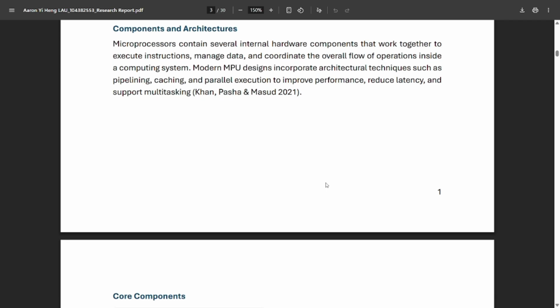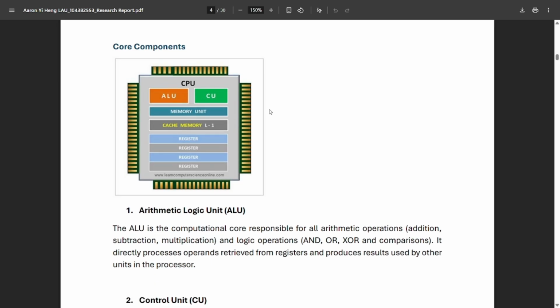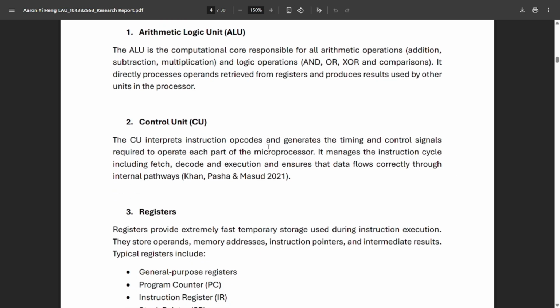A microprocessor contains several core hardware components that work together to execute instructions, manage data, and coordinate all operations inside the CPU, as the image shows. The core components include: first, the arithmetic logic unit, or ALU, which is responsible for arithmetic operations like addition and subtraction, as well as logic operations such as AND, OR, and comparison. Next is the control unit, which manages the entire instruction cycle. It handles the fetch, decode, and execute stages and ensures every part of the processor receives the correct control signal.